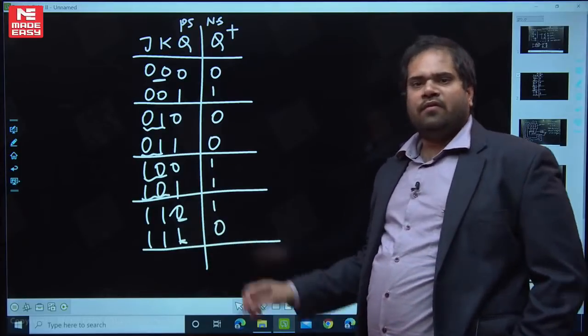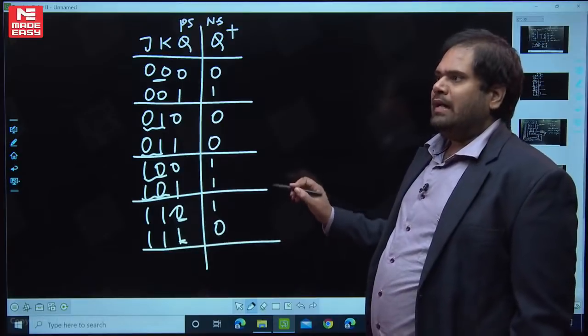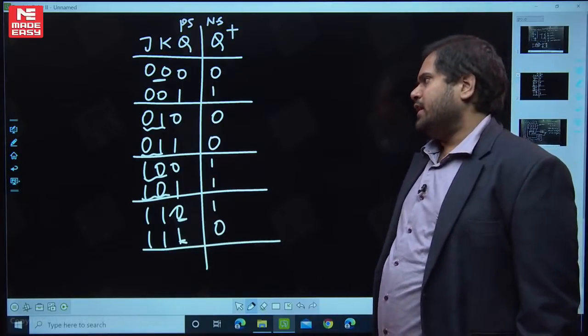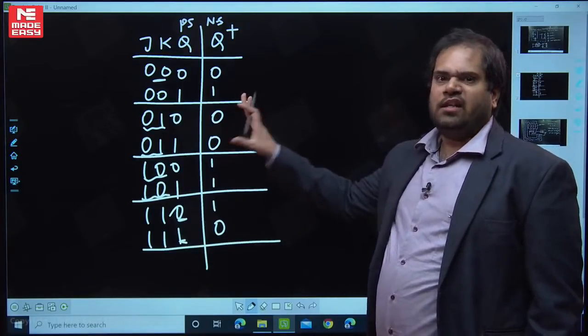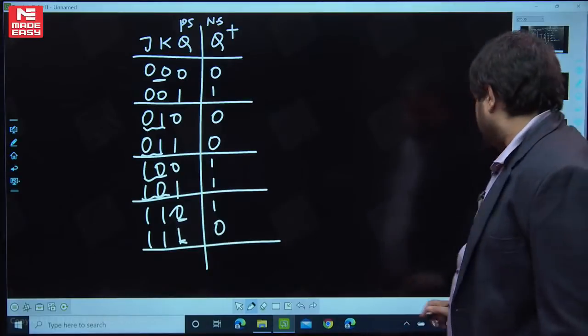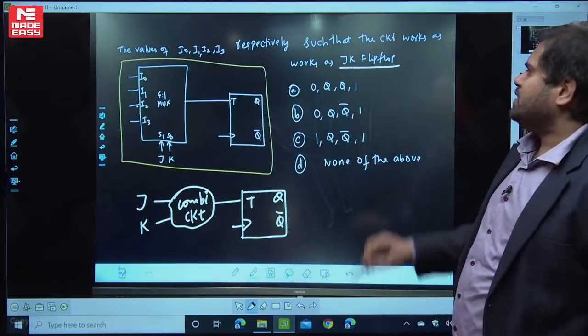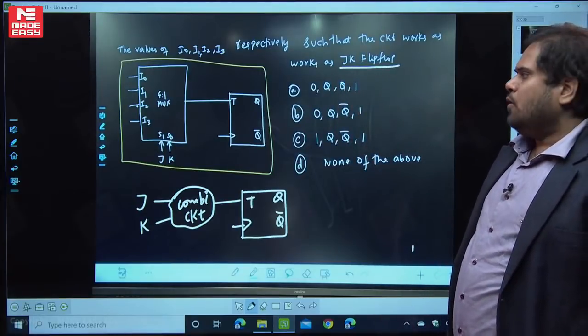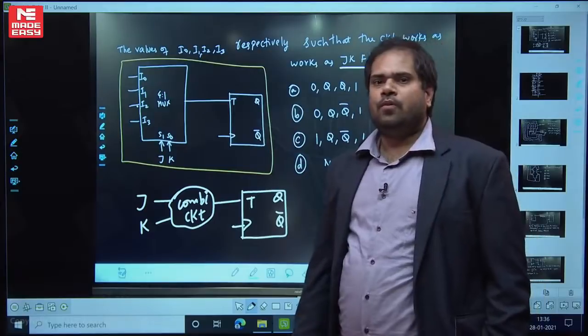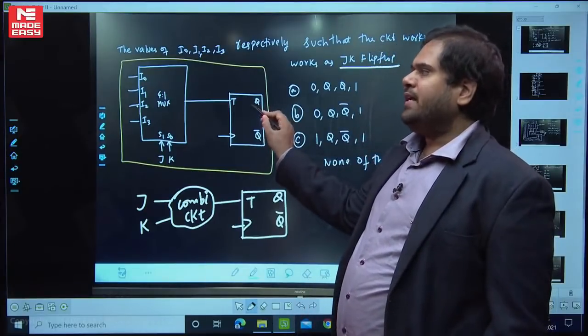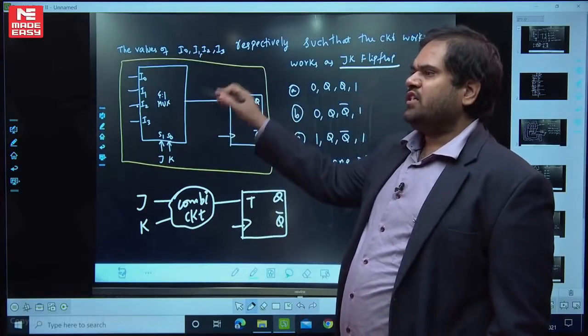The table we have written here is called the state table. Understood, the state table. This is what I want. In the given question, I want the JK flip-flop. But I have the T flip-flop. So what am I supposed to do? Using the T flip-flop, I need to construct a JK flip-flop.